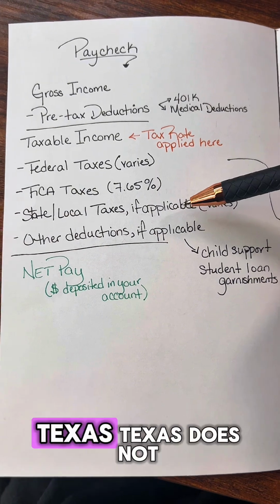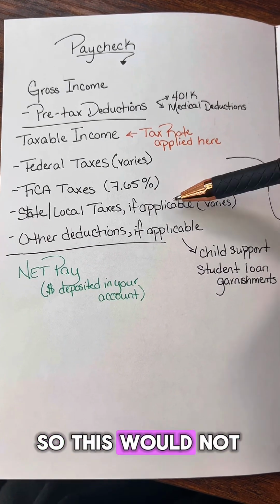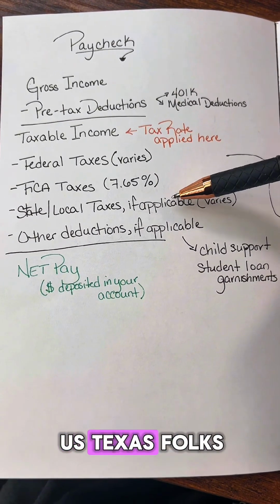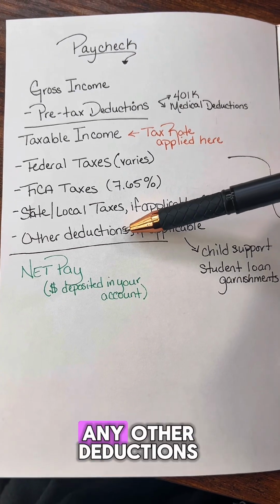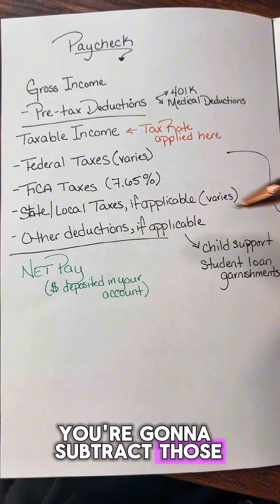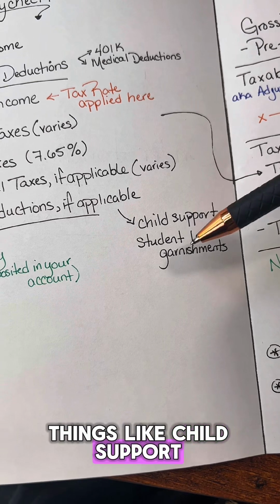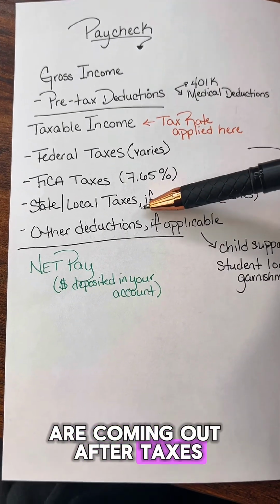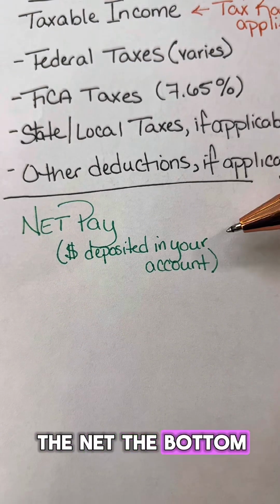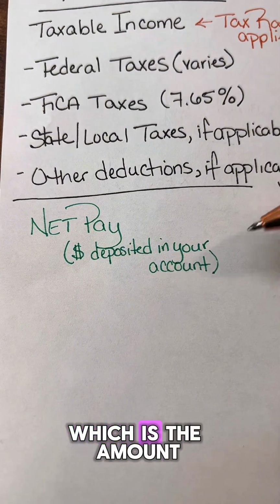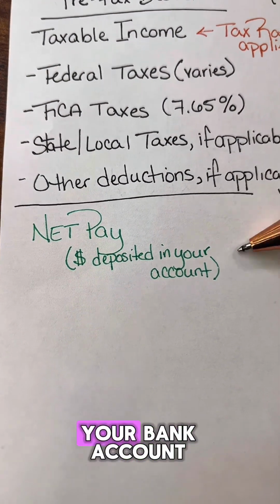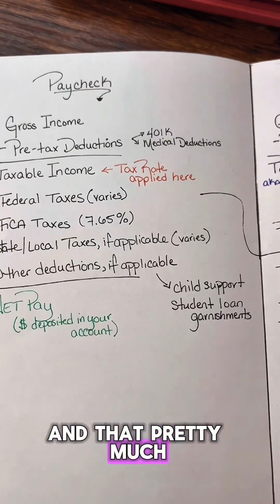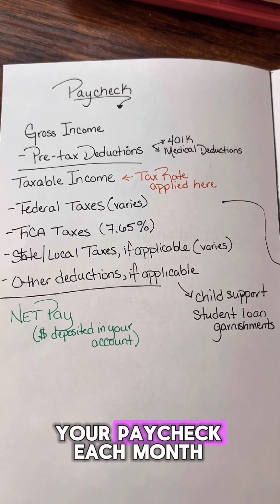I live in Texas. Texas does not have state taxes, so this would not apply for any of us Texas folks. Then you have any other deductions, which you subtract. That can be things like child support or student loan garnishments that come out after taxes. Once you get to the bottom, you get your net pay, which is the amount that is deposited into your bank account. That is the calculation for your paycheck each month.